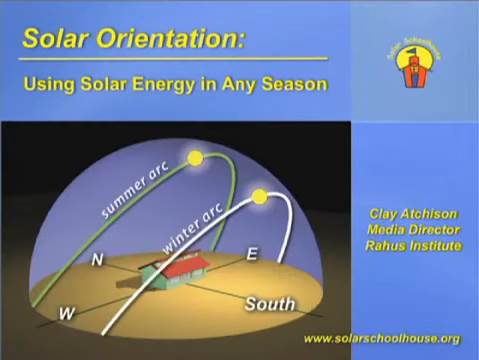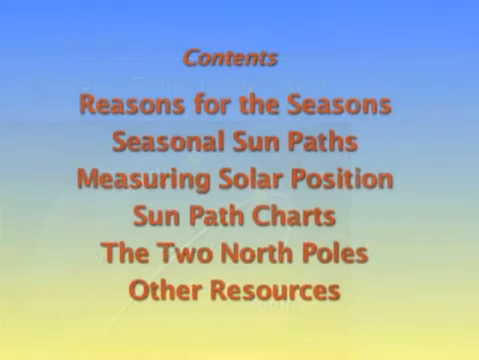Welcome to this introduction to solar orientation. We'll start by exploring the reasons for the seasons and see how the sun's path across the sky changes during the year. Then we'll find out how to measure the sun's position in the sky and how to chart how its position changes through the seasons. Finally, we'll look at the two different North Poles and learn about other resources for exploring solar orientation.